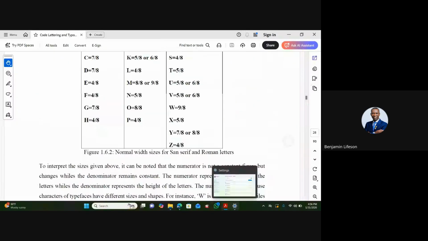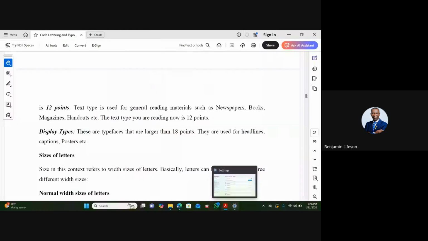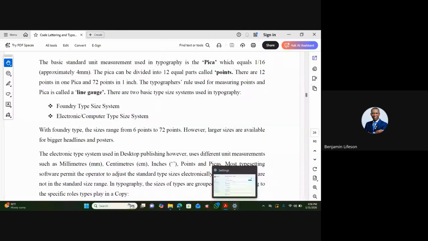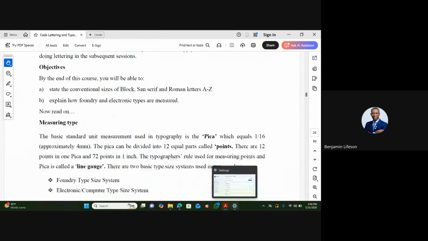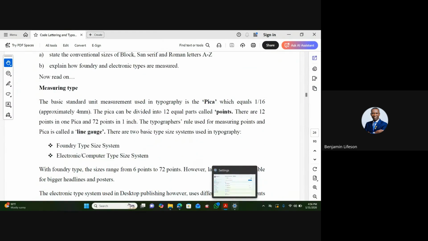So we want to look at determining conventional sizes. What are the sizes and the measuring types? Type sizes are measured in points. So we say that we measure types in points, and picas.